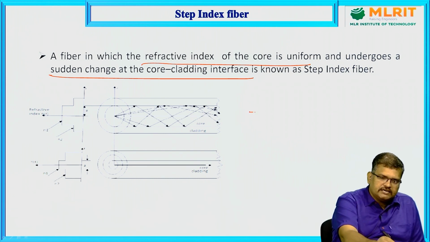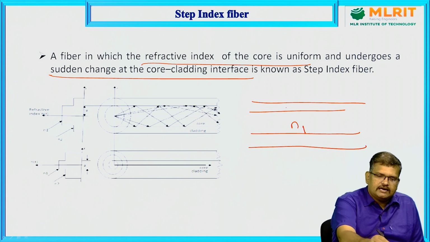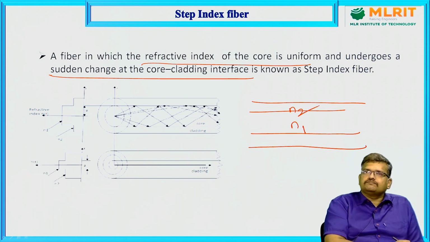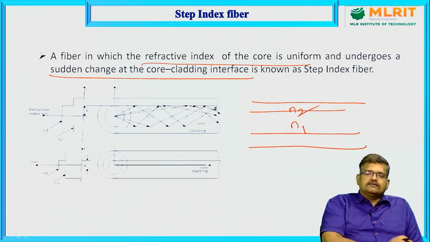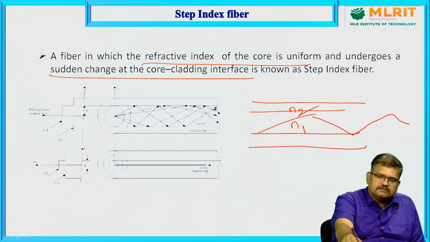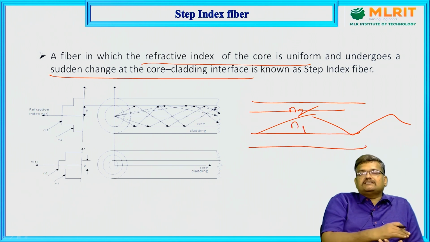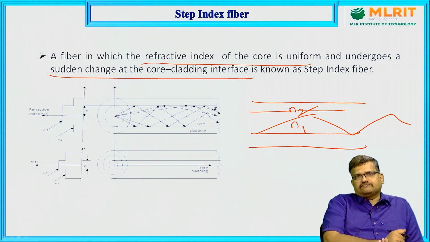Now let us consider this is the core, so the refractive index is N1, and the surrounding cladding refractive index is N2. So there is a sudden change in the refractive index at the core-cladding interface. Then what will happen? My signal will see a sudden step, so you can call it a step index fiber, because of the sudden change at the interface.